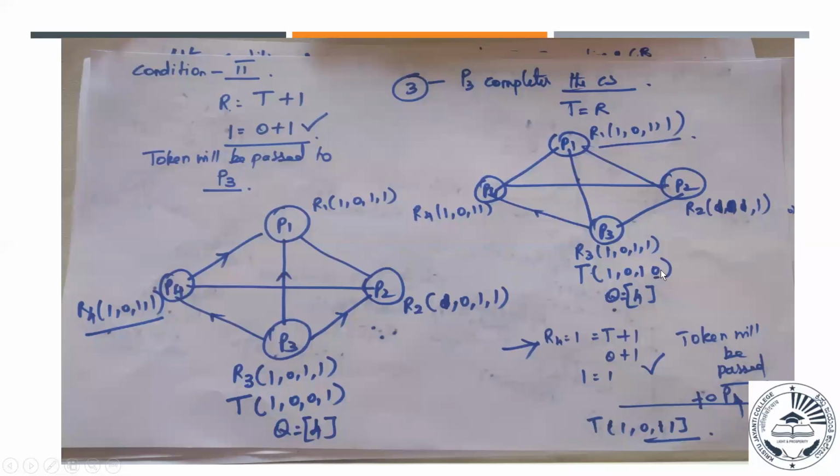What do you mean by this 1, 0, 1, 0? Actually, here it is 0, 0. Okay. Once the calculation has been done, then only it will be added to the 0. So now T is 1, 0, 1, 0.